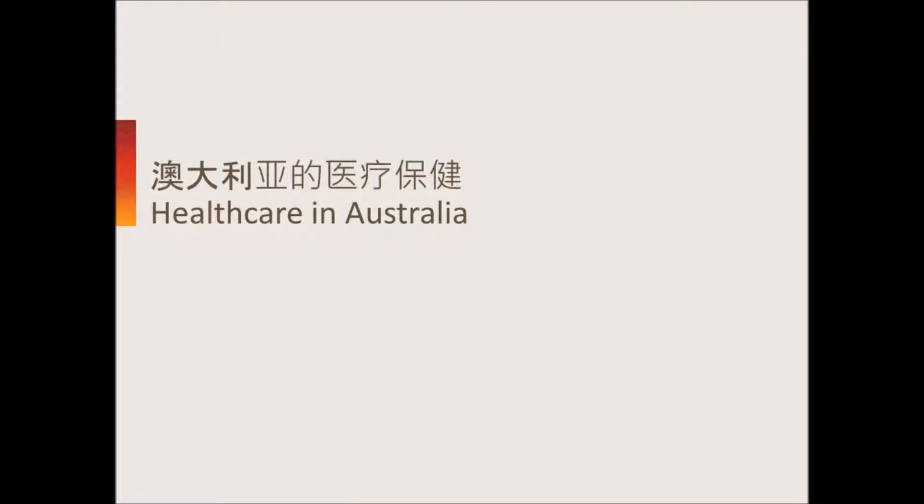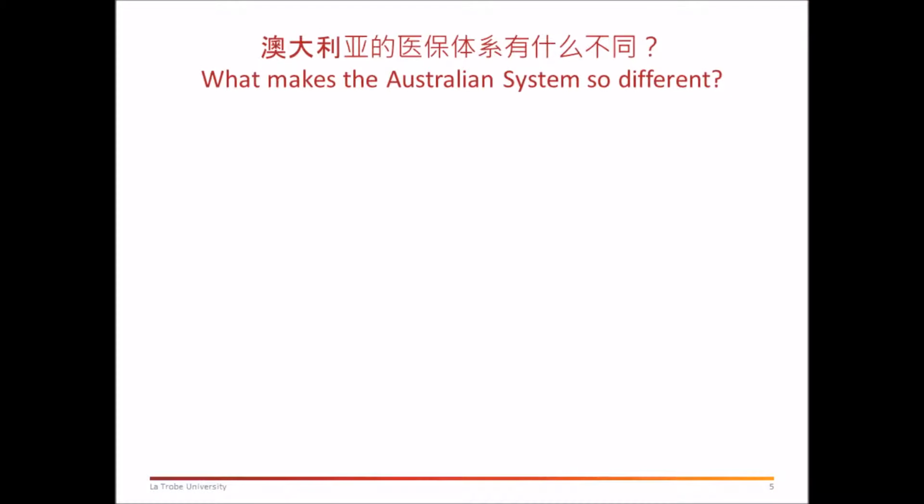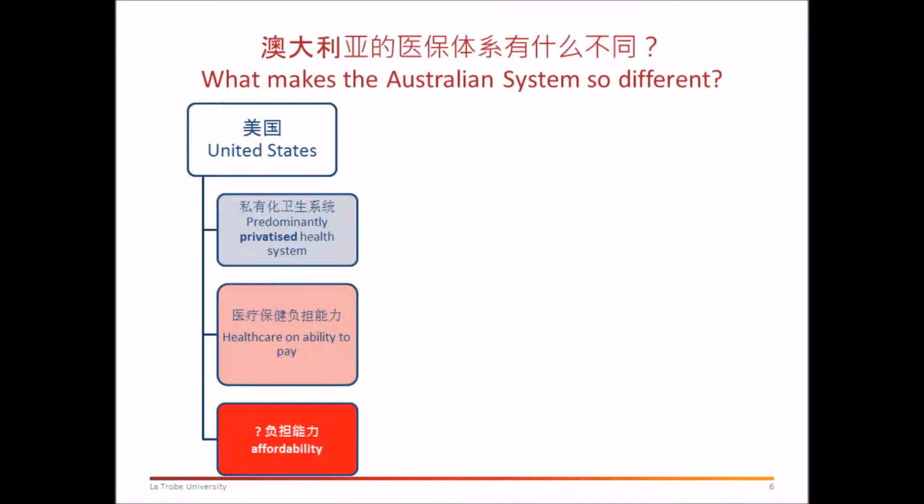First of all, let's look at healthcare in Australia, an overview. And what makes the Australian healthcare so different? It's often useful to compare and contrast with other systems in general, and we are generalising significantly here. But in the United States, as formerly in Australia and the United Kingdom, healthcare systems were predominantly privatised, and your ability to access healthcare was based on your ability to pay for the services. So that raised the issue of affordability.